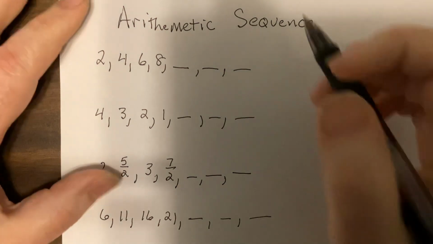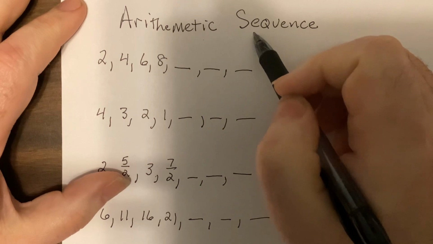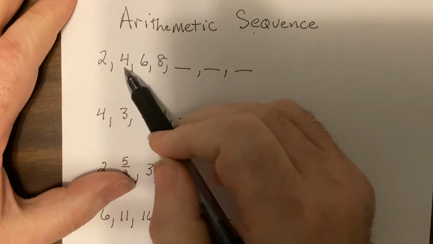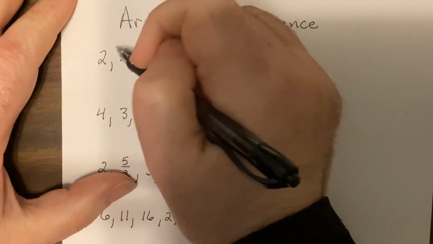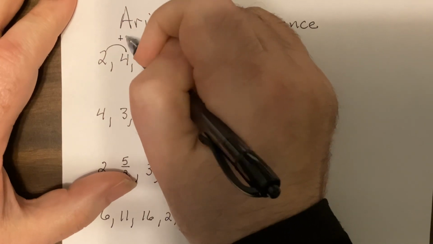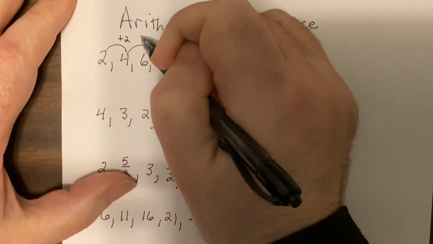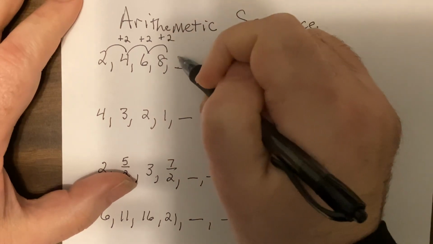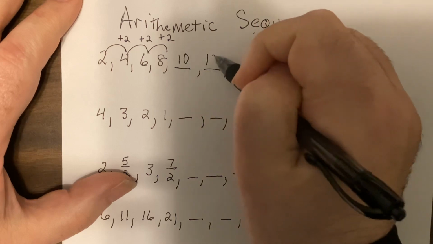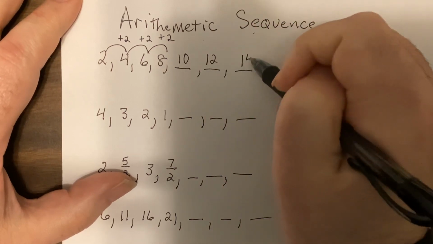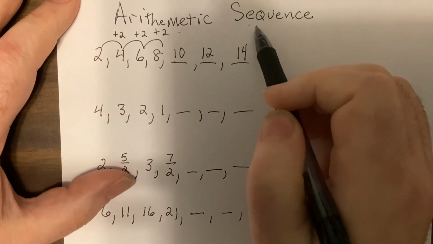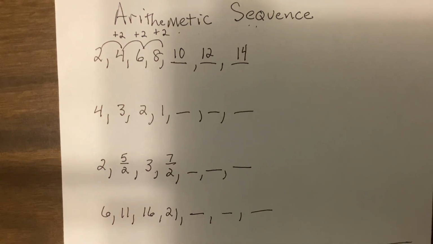So if you're told it's an arithmetic sequence, then all you have to do is say, what are you doing to 2 to get to 4? What are you doing to 4 to get to 6? It has to be the same each time. So in this case, we're adding 2. We're adding 2. We're adding 2. So the next one would be 10, 12, add 2, 14. So if you're told it's arithmetic sequence, it makes the problem a lot easier.